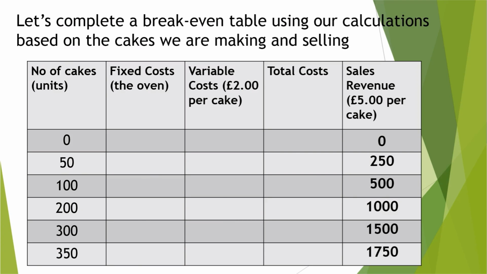Revenue. Well, I know that I'm selling each of my cakes for £5. Therefore, if I don't sell any cakes, so 0, I don't make any revenue. If I sell 50, I multiply 50 by £5, which gives me £250. I then do 100 times 5, 200 times 5, 300 times 5, and 350 times 5, and that will give me my figures down the right hand side, and this is my total sales revenue.